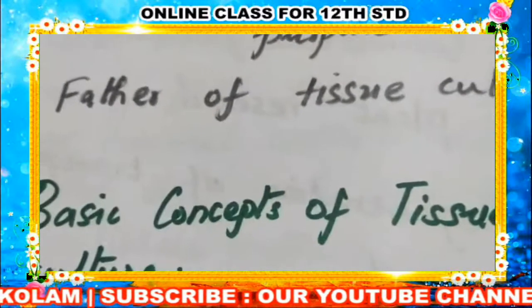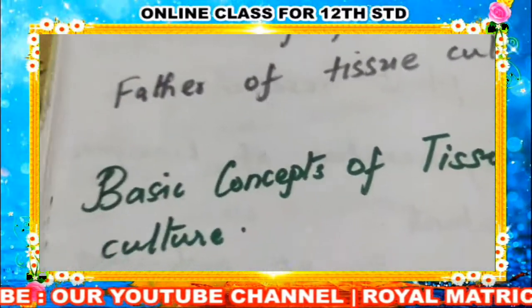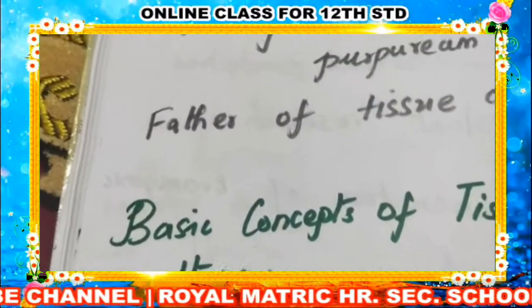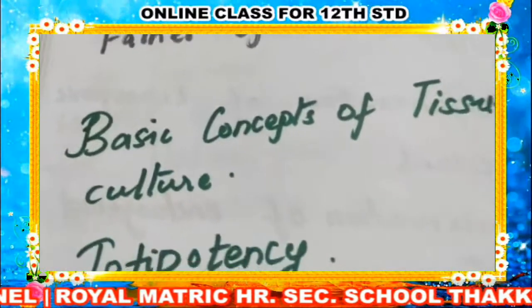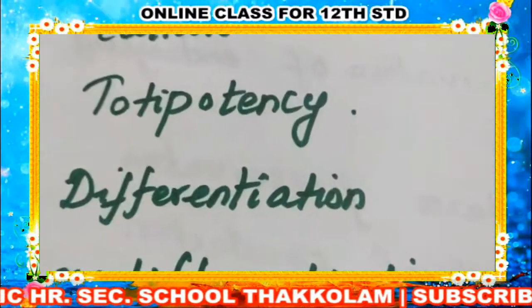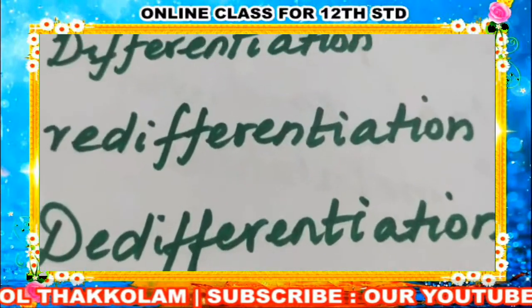Okay, next we'll move to the basic steps of tissue culture. How are we going to do tissue culture? What are the steps that are going to happen in tissue culture? First is totipotency, next is differentiation, third is redifferentiation, and fourth is dedifferentiation.